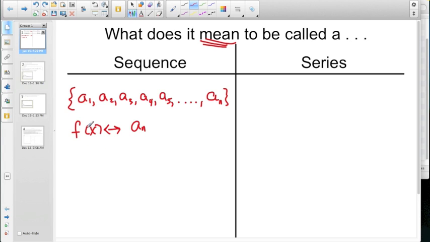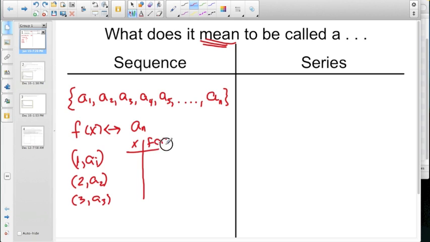So if we're looking at this, we have this first term here, and we can write this first term as the ordered pair 1 comma a sub 1. And we have this second term here, and we can write that second term as 2 comma a sub 2. And the third term is a sub 3, and so on and so forth. And so we can look at a sequence as a table. There's the sequence number, first, second, third. Here's the value of the term.